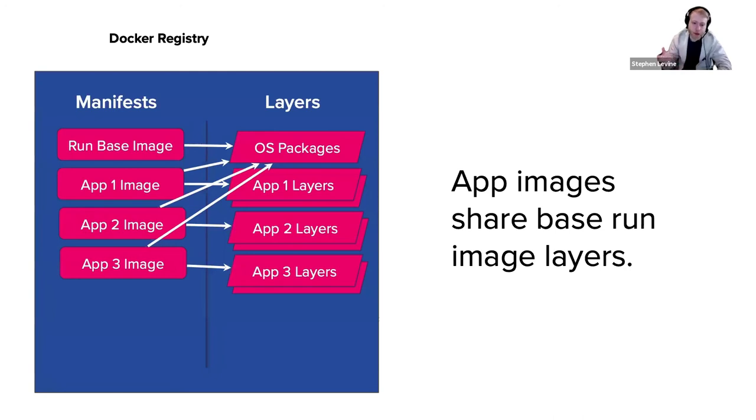And so I'll run through an example of what it looks like to patch operating system packages in this model. So imagine you have a Docker registry, which has manifests, which are essentially container images, and layers, which are the file system layers that those images point to. And so say you have three applications, each with their own application layers, and you have a runtime base image that's just that set of operating system packages.